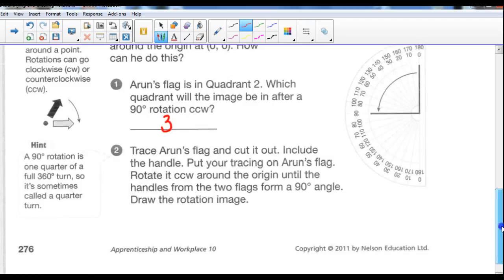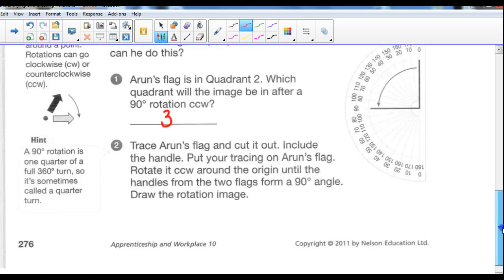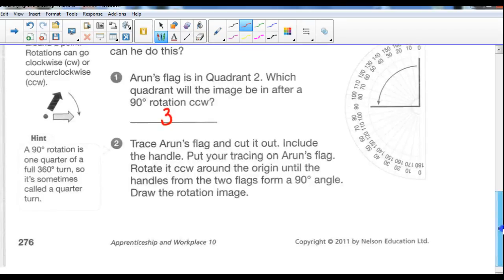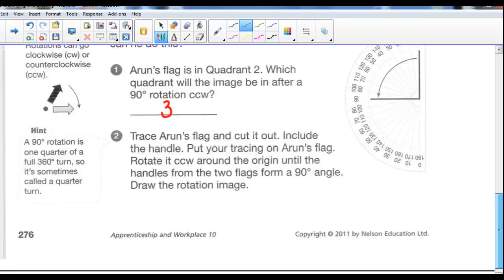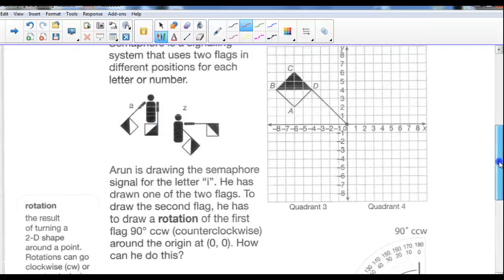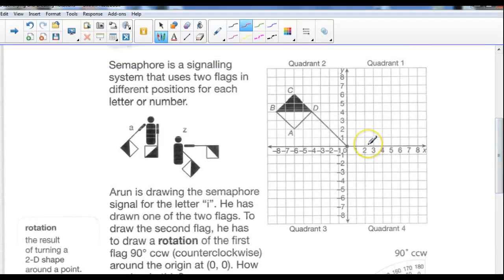Trace Aaron's flag and cut it out. Include the handle, put your tracing on Aaron's flag, rotate it counterclockwise around the origin until the handles from the two flags form a 90-degree angle drawn on the rotation image. So you can get some tracing paper from your teacher and do it, or what you can do is use your protractor.